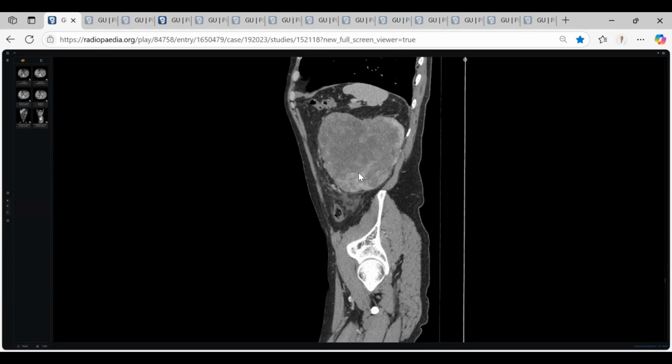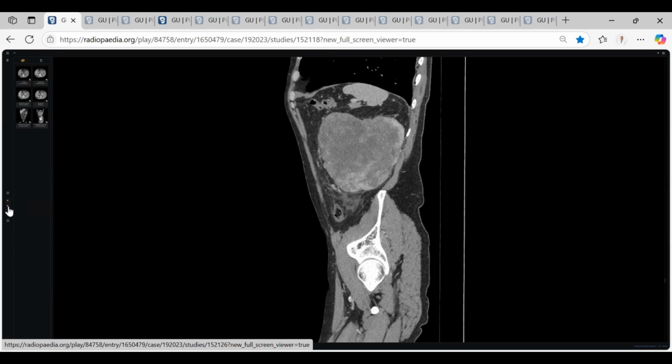What about this solid component? Heterogeneously enhancing solid component is the most important sign of malignancy, especially when we see multiple non-uniform enhancing solid components. What is your next step, doctor? I would convey the findings to the referring physician, and for definitive diagnosis I would advise a biopsy of the lesion, either CT-guided or ultrasound-guided, whichever is feasible, and then carry on with the oncology MDT for further management.